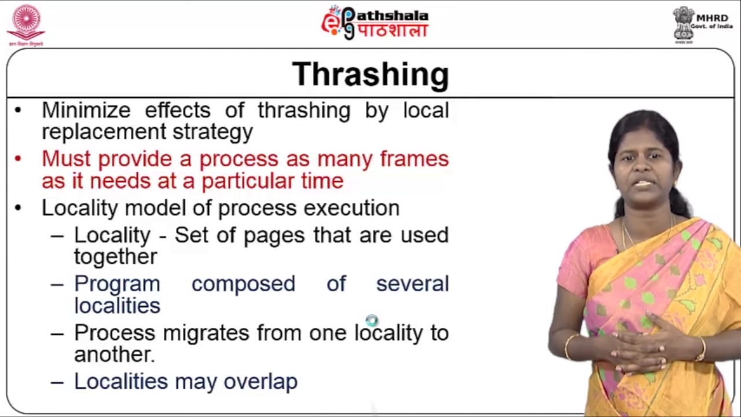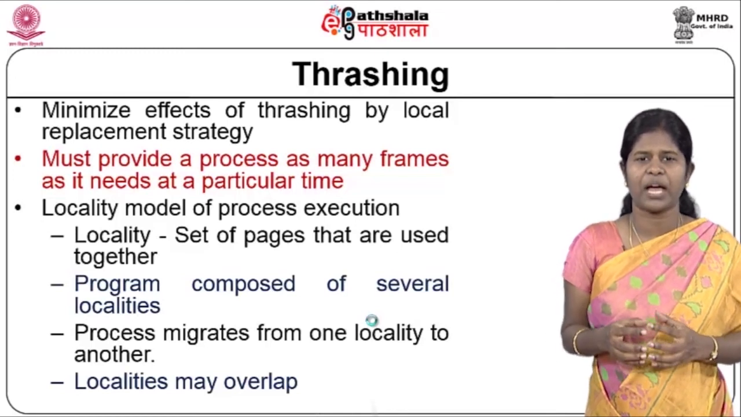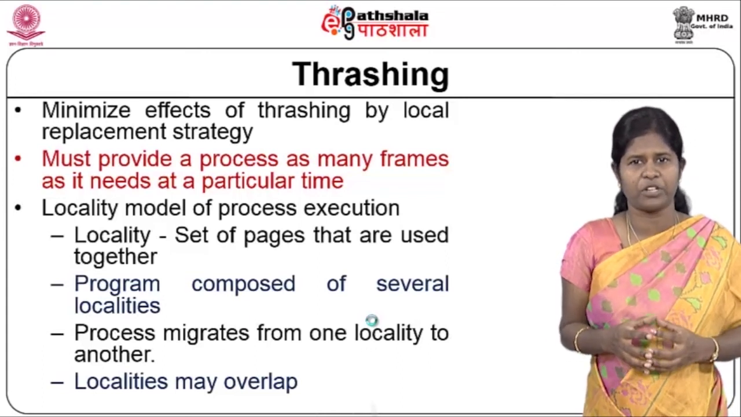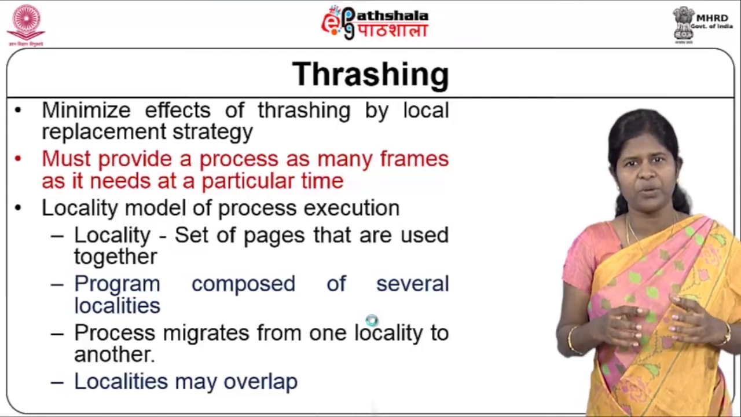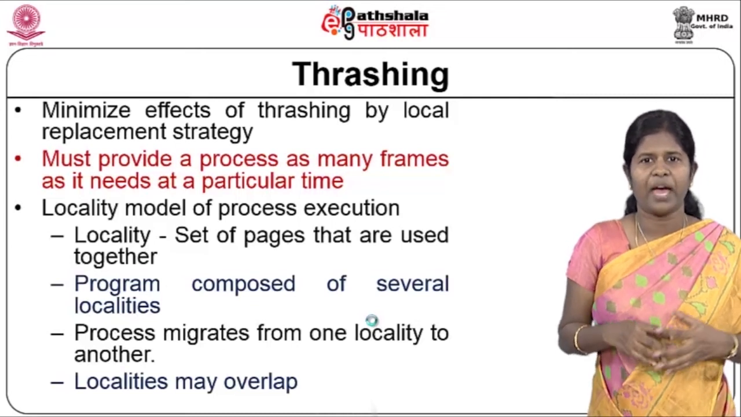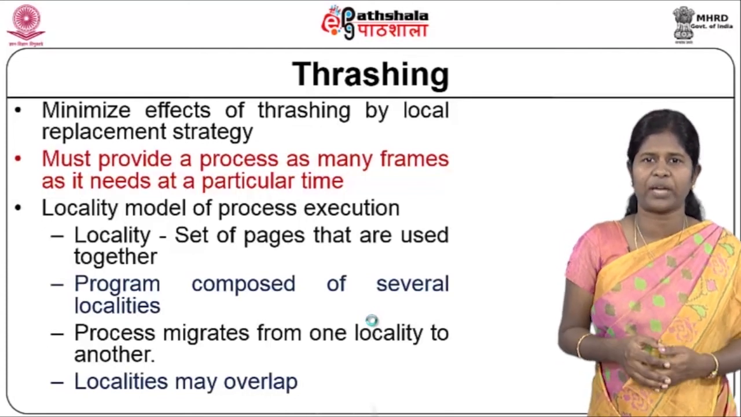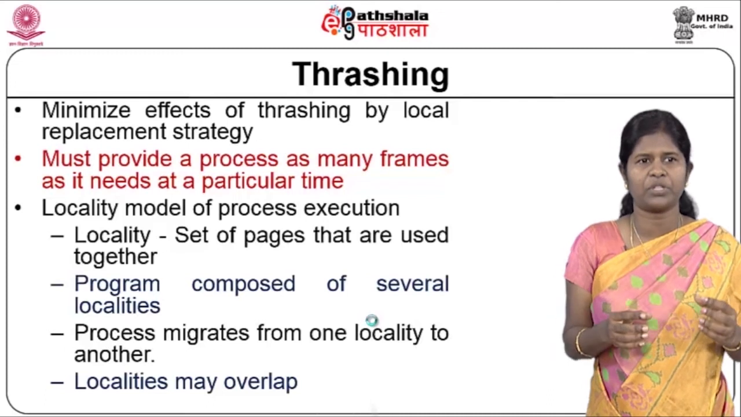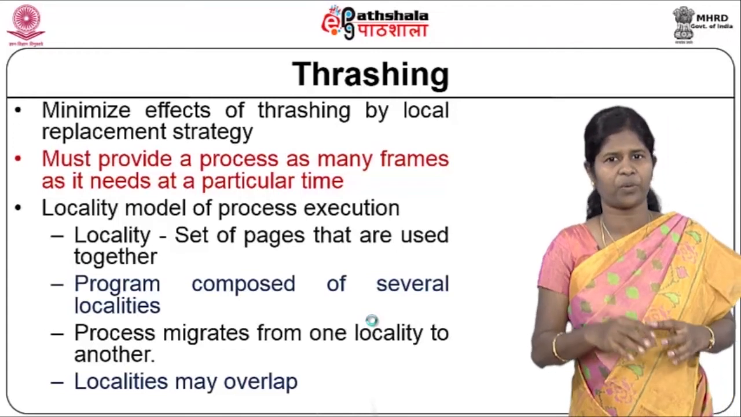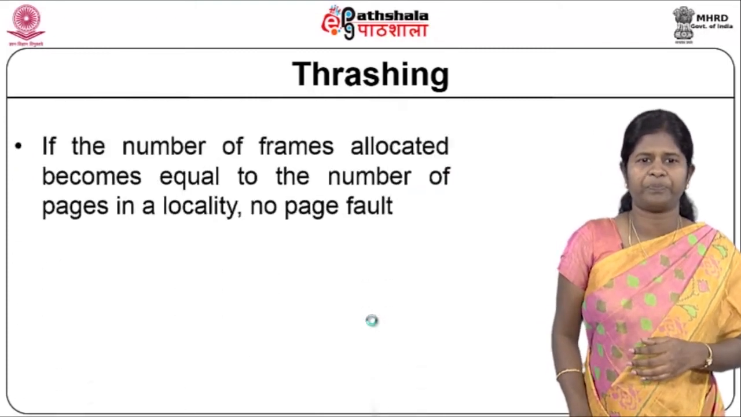So, what is this locality model? The locality is nothing but a set of pages that are used together at a particular time. Say, for example, the process is executing a subroutine. While executing the subroutine, it will use only the pages that are relevant to that particular subroutine. That is called a locality. When you look at a program as a whole, the program is composed of several such localities. At one point in time, the process will be executing in one locality, and then it will move from one locality to another locality. It is also possible that localities may slightly overlap.